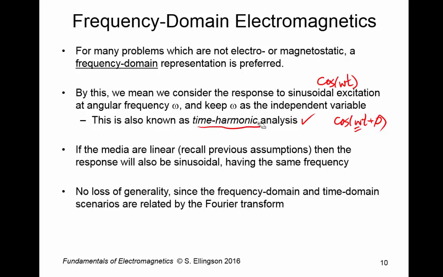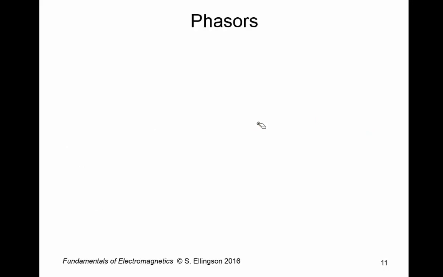As a result of this, there's no loss of generality in frequency domain electromagnetics. The frequency domain and time domain scenarios are related by the Fourier transform. So if you have the frequency domain representation, you can take a Fourier transform and get the time domain representation. This is all very, very nice. In other words, the frequency response is the Fourier transform of the impulse response, just as it is for any linear system.